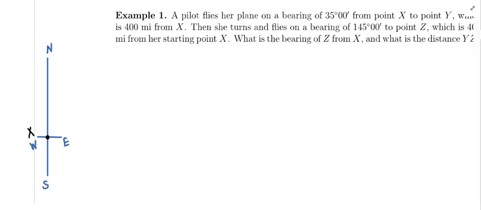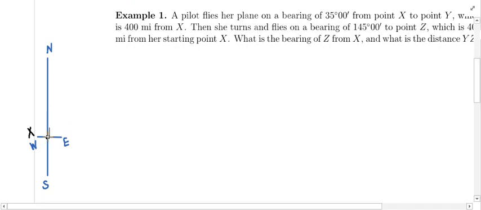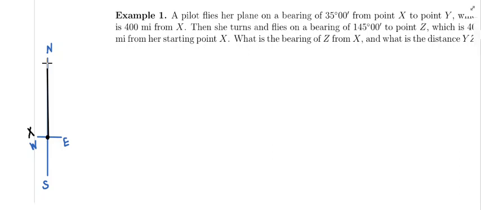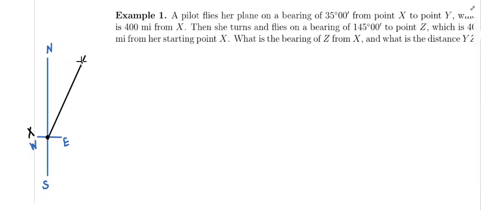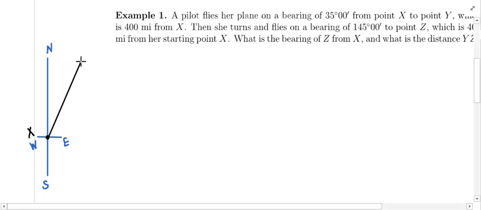Now I can draw in the bearing. Here's point X. Imagine this black line segment is the flight path from X to Y. To get the bearing, we align ourselves with due north, and by definition, we rotate clockwise by 35 degrees. So we're going in this direction, by 35 degrees. Wherever she ends up, that is going to be point Y. Remember, the length of this line segment is the distance from point X to point Y, and we're told that that's 400 miles.